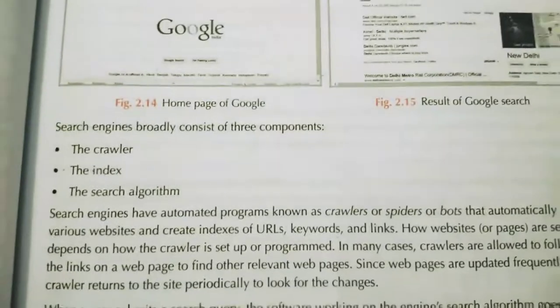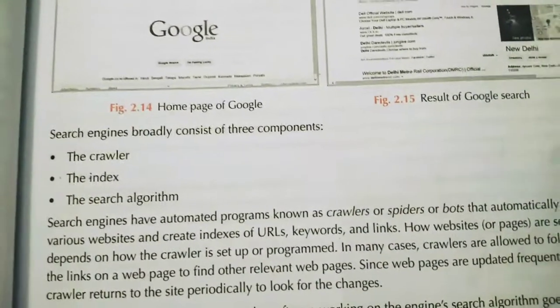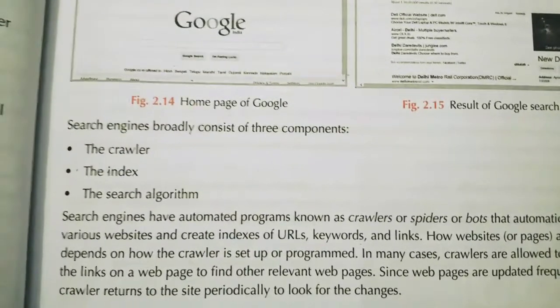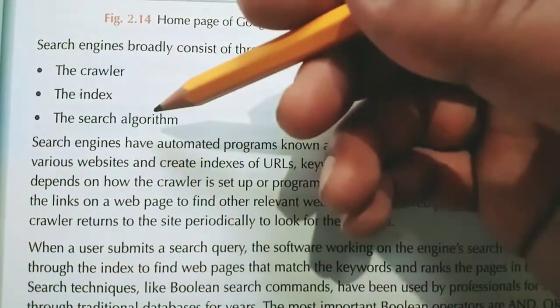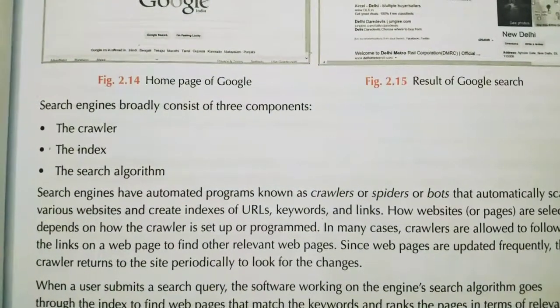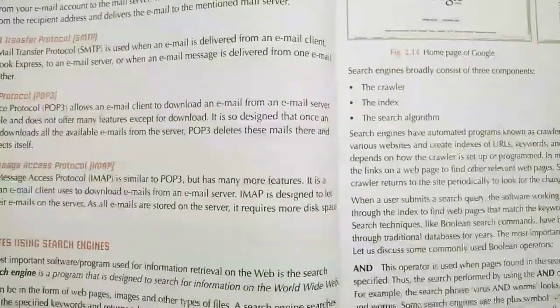It's very easy. Search engines broadly consist of three components. How does the search engine work? There are three main components of the search engine: the crawler, the index, and the search algorithm. We will discuss these topics in our next video. Till then, study everything I have taught in this video. Okay, thank you.